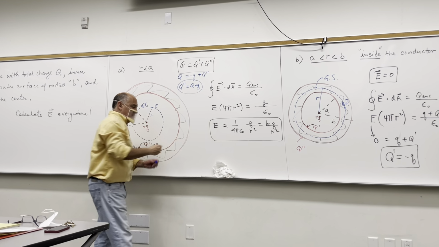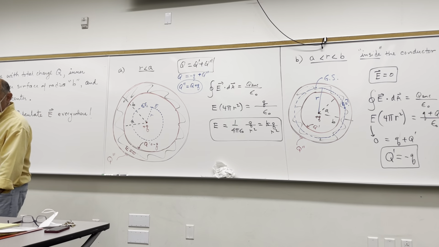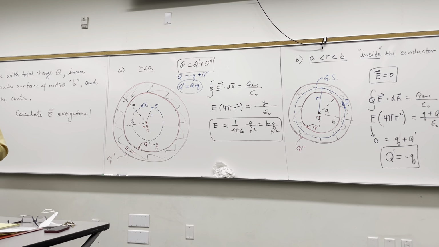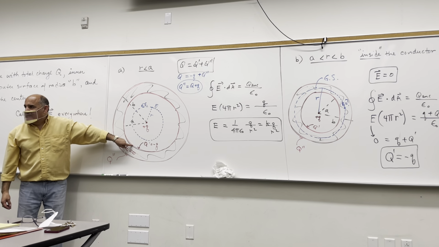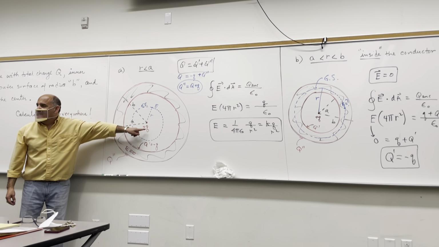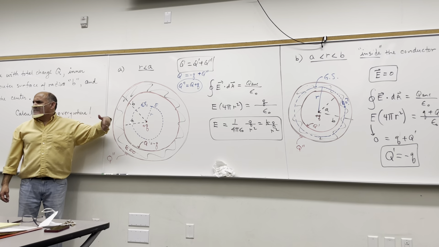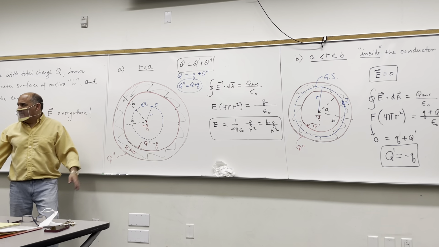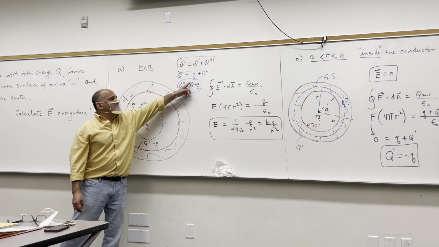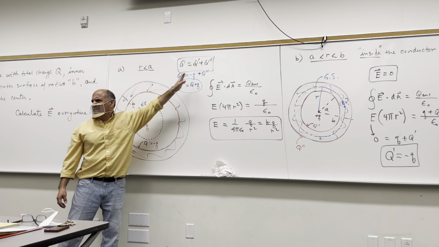Now, do I memorize those results? No. What is easier for me to remember? That the charge on the inner surface is the opposite of what's at the center, and whatever is left is going to go to the outer surface. Period. That's easier for me to remember. Not a formula like this. I don't want to do that.